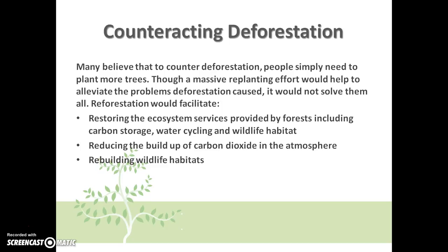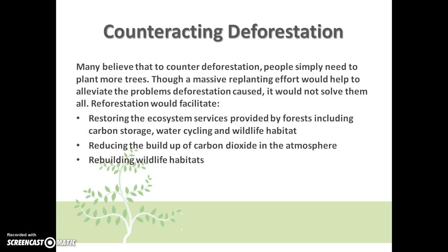How to counteract deforestation? Many believe that to counter deforestation, people simply need to plant more trees. Thus, a massive replanting effort would help to alleviate the problems deforestation causes. It would not solve them all.